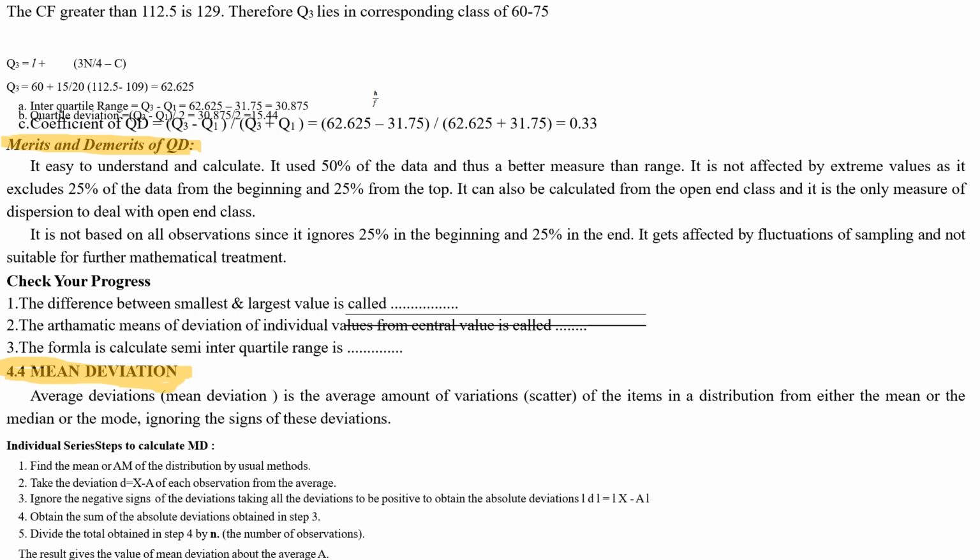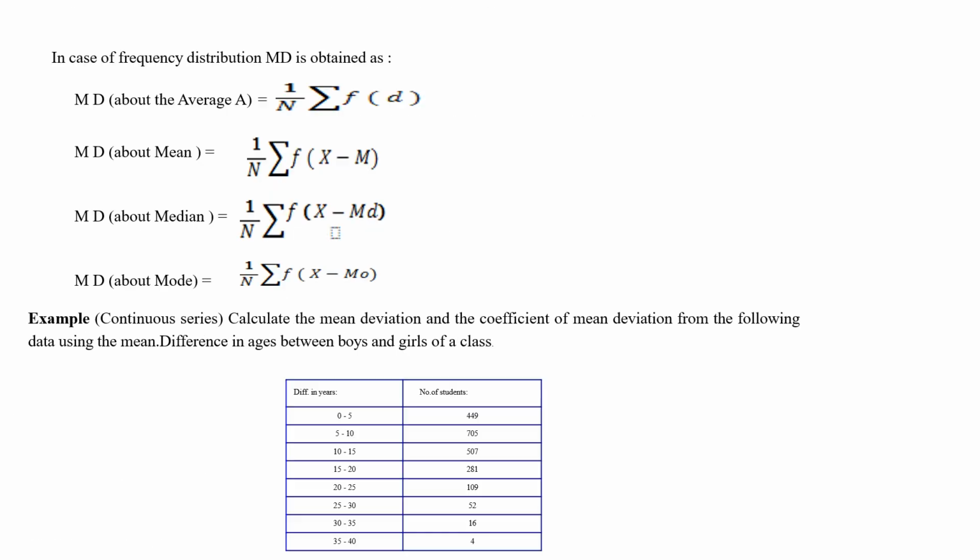Okay. So find the mean or average of the distribution by the usual methods, so first we have to find out the average. Then take the deviation d equal to x minus A of each observation from the average. Okay, so they have given the method of how to do it. If there is any problem, we will try it.